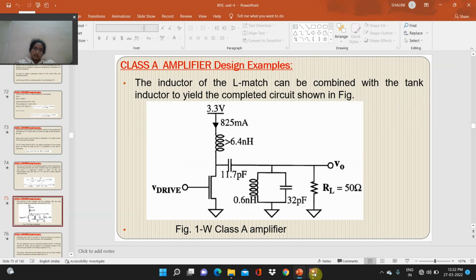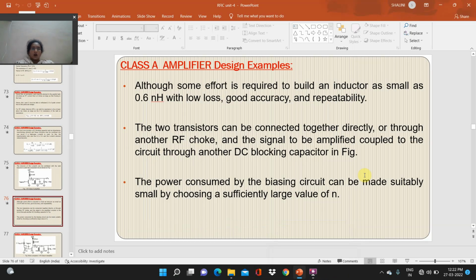Class A amplifier design examples. The inductor of the L match can be combined with the tank inductor to yield the completed circuit shown in the figure, that is, a 1 watt class A amplifier. Although some effort is required to build an inductor as small as 0.6 nanohenry with low loss, good accuracy, and repeatability.